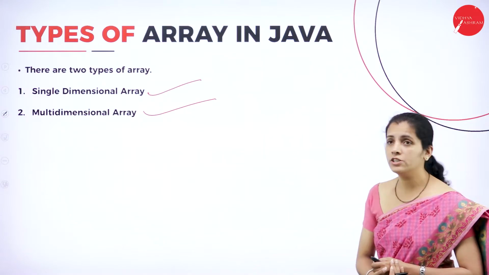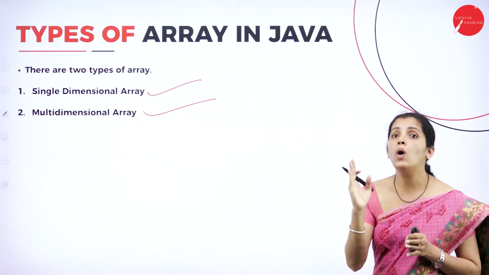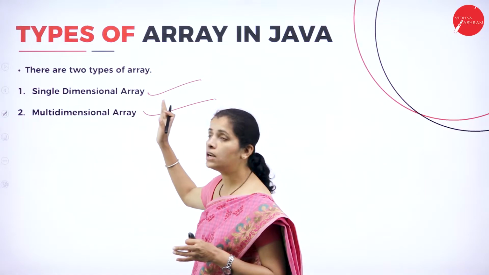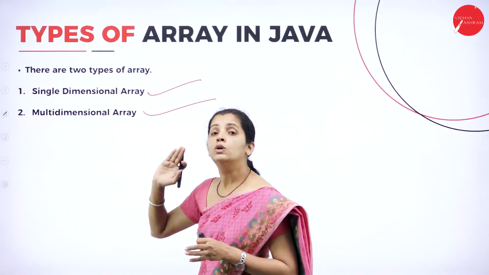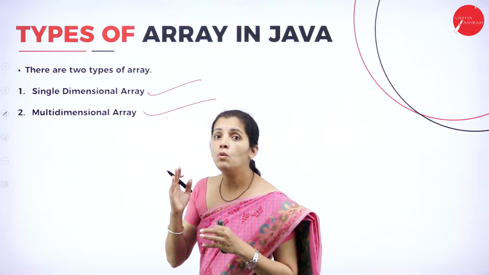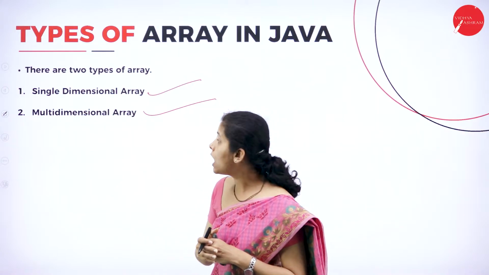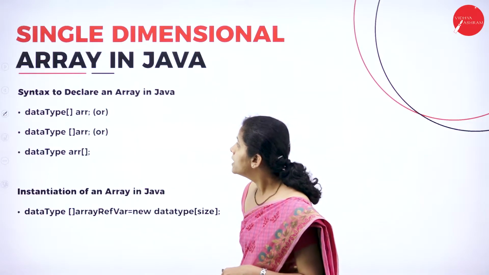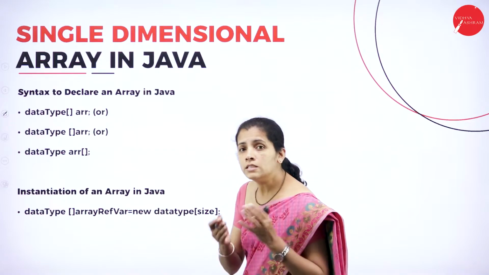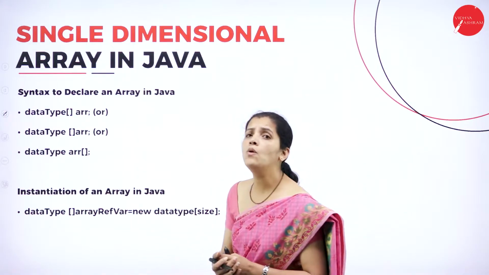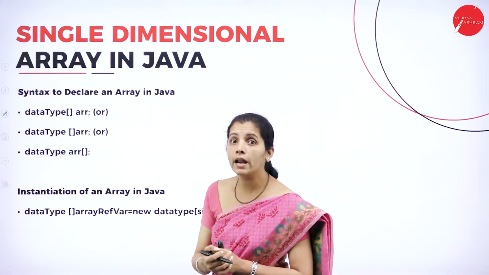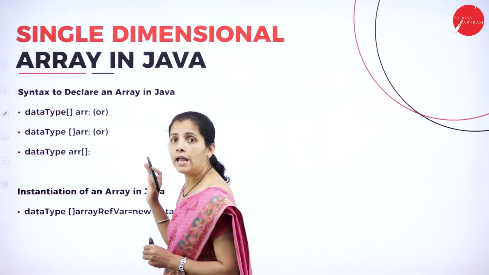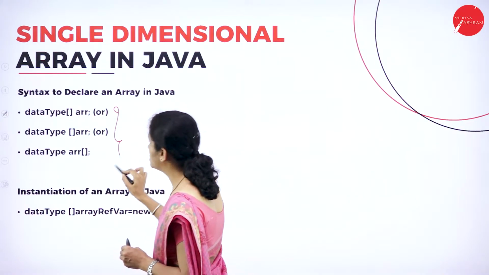Now what is a single dimensional array? An array with only one index or indices is termed as a single dimensional array, and an array with two dimensions or more than two indices is termed as a multi-dimensional array. Now, let me consider a simple example of how I can declare an array in Java. I can declare an array in Java in three ways.